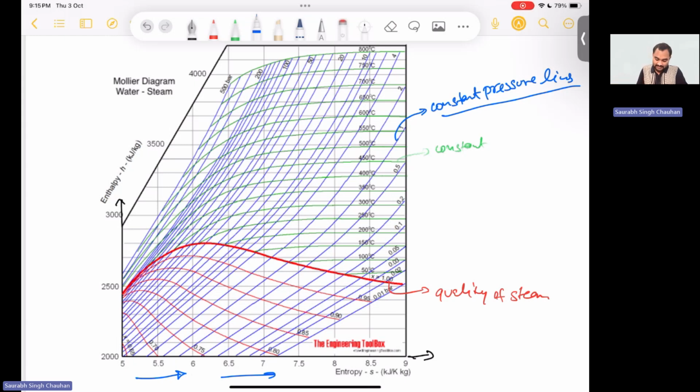But if it is not very clear, then I will show you one more diagram, because in this diagram you can see that the x-axis is starting from 5 and the y-axis is starting from 2000. So this is some sort of cropped or zoomed in part of a specific region in the Mollier diagram, because these are the usual values which you often encounter. But if you see one full Mollier diagram which starts from 0, then you will be easily able to answer this question.